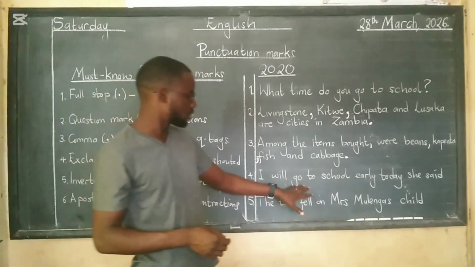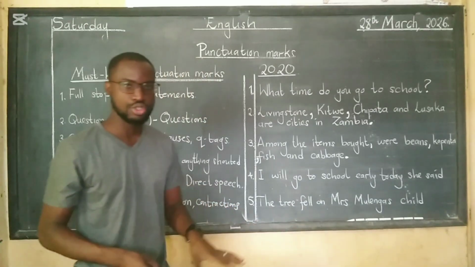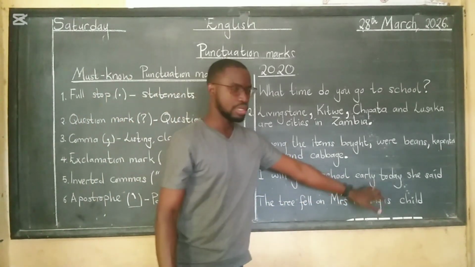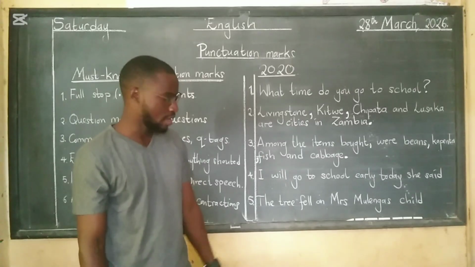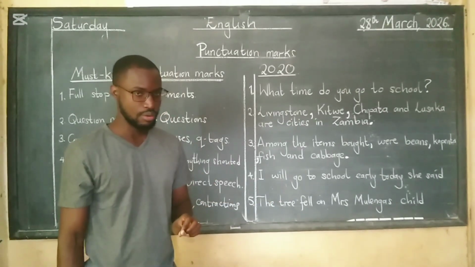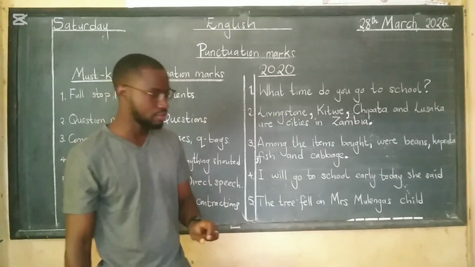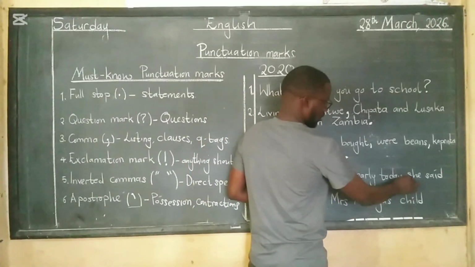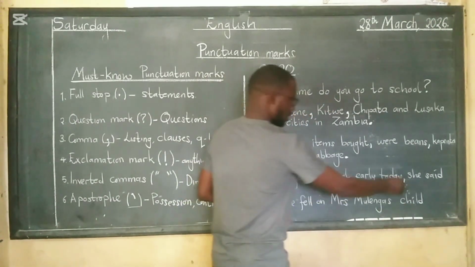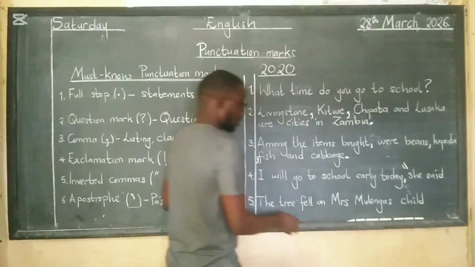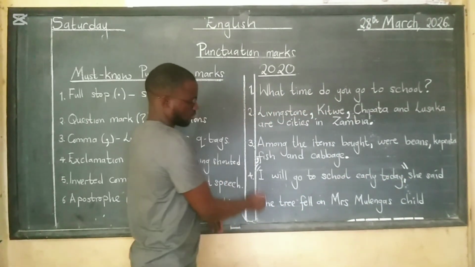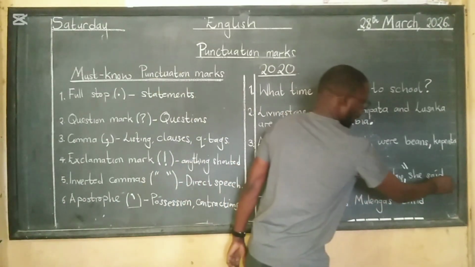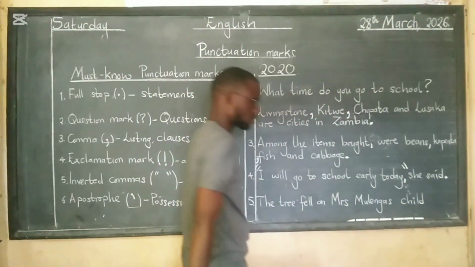Now, before we can use the inverted commas, what we do is punctuate the sentence. I will go to school early today is a statement. We are supposed to use a full stop. But when inverted commas are involved, we don't use a full stop but a comma, even for the statement, and then we close it off with the inverted commas. She said. And at the end, we have a full stop.